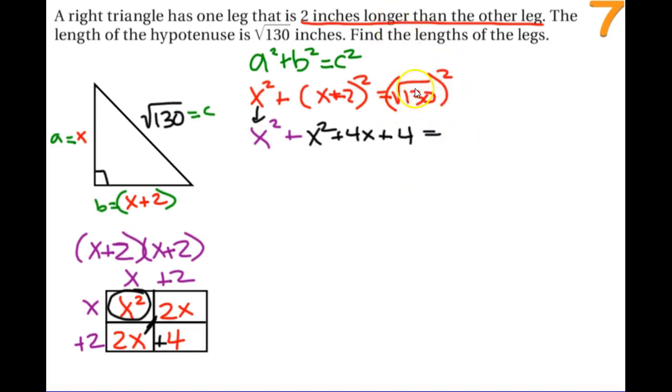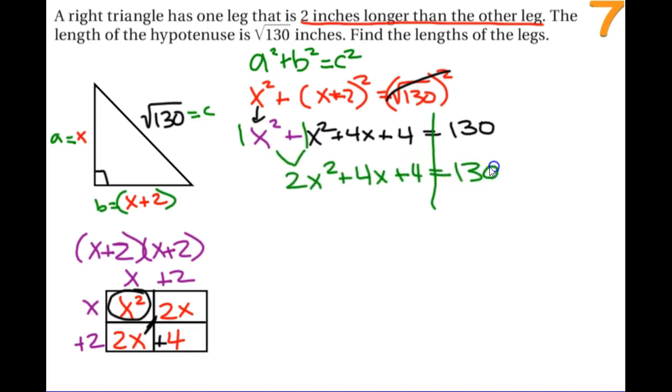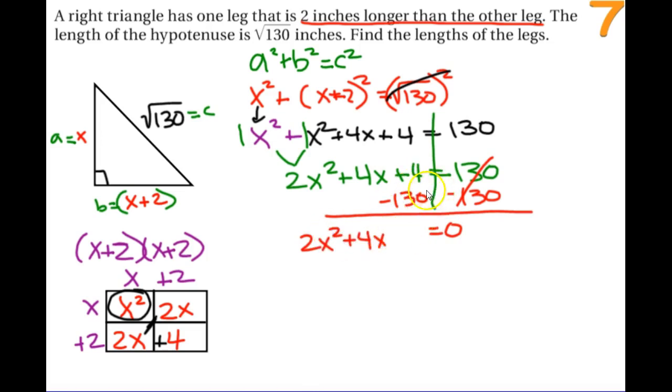Equal to the square root of 130 squared. Square root and a square cancel and leave us with just 130. So we can combine our like terms. We have 1x squared and 1x squared gives us 2x squared plus 4x plus 4. And then we need to get this equal to 0, so I'm going to subtract 130. So those eliminate, and we have 2x squared plus 4x. And now 4 minus 130, different signs for subtracting. 130 take away 4 is 126.